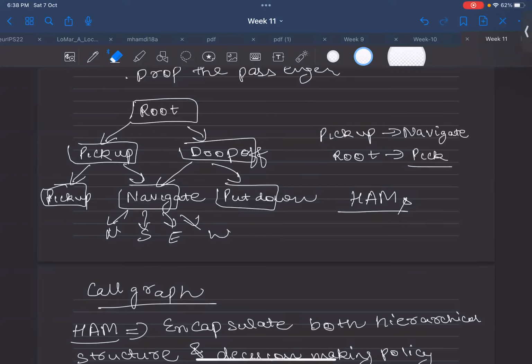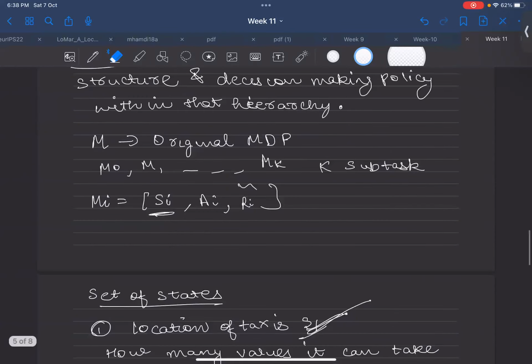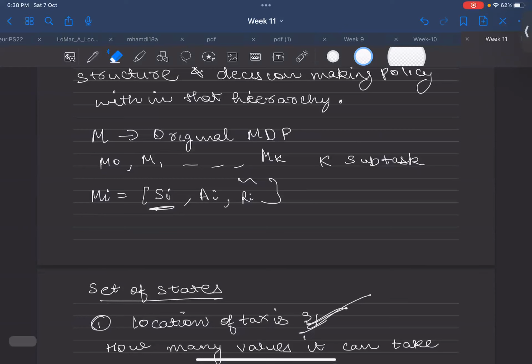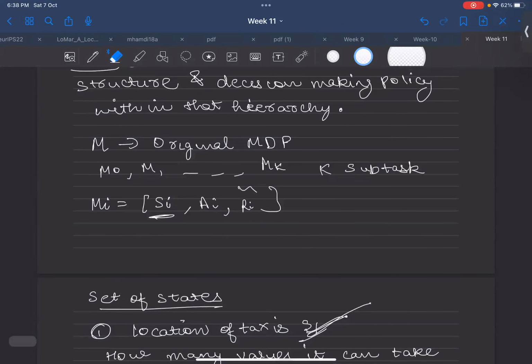Can I have M0 as a subtask? Like M0, M1, as we told. Now, can I have M0 as a subtask as an action? Yes, we can have. From M0 we can go to M1. From M1 we can go to M2 like that. For M0 we can go to any of the tasks from M1 to MK. From M1 we can go from M2 to MK. But what about the reverse? Reverse is not there because it's a DAG, an acyclic graph.